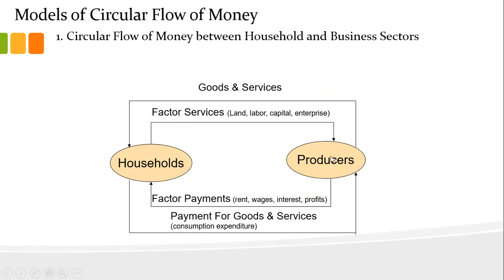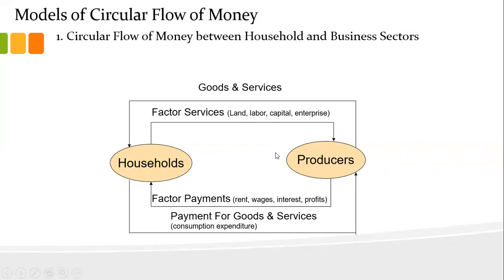Household sector means individuals or different customers or the buyers who are living in the society. Those buyers could work in factories or industrial units, or we can say they work with the producers. They consume also and they get benefit from producers also. Now how does the circulation of money happen between these two sectors?